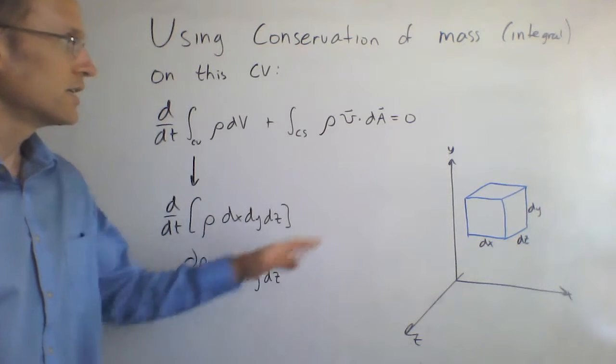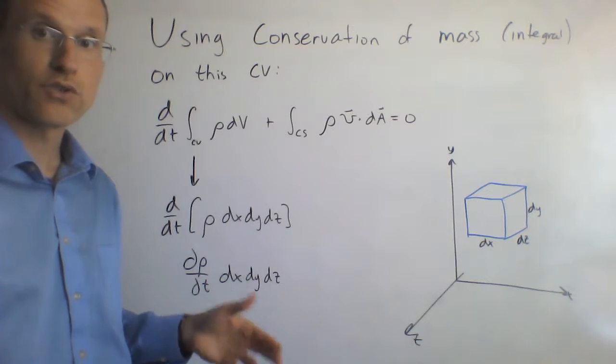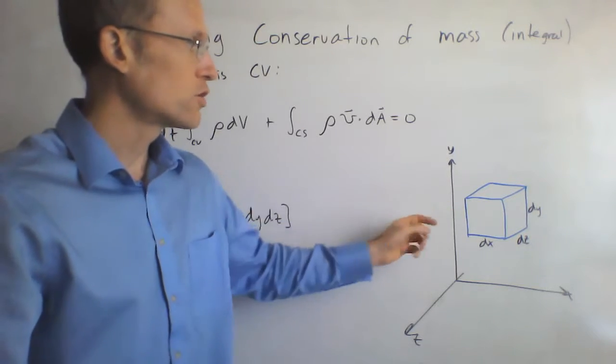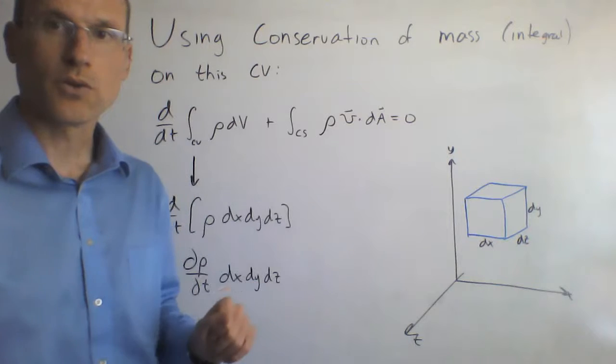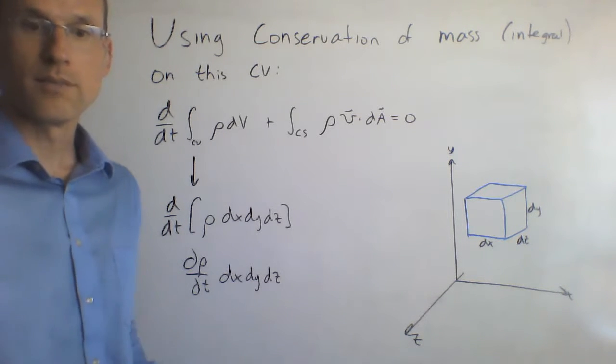Next thing I want to do is the second one. The second term involves the integral over the control surface. This is going to have all these contributions from velocity coming in and out of all six sides. So you can do that on a one-side basis. We'll see that next.